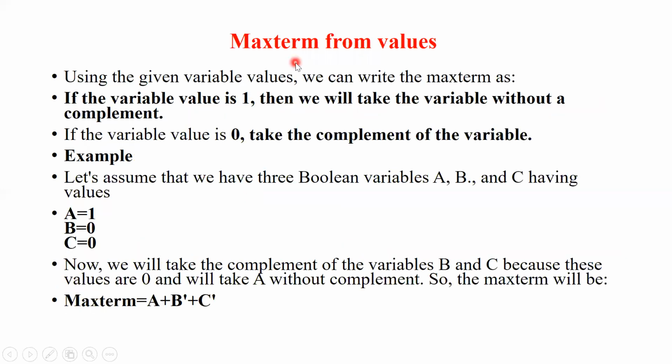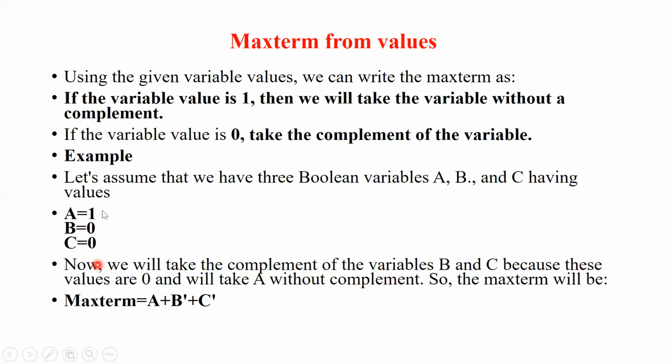Now, similarly, we did min terms from values. Let us find out max term. Again, if the variable is 1, we take the variable value without a complement. Means, if A is 1, I'll take it as A only. If the variable value is 0, we take the complement of the variable. So, same thing as what was there for min term. Only remember there is a sum involved. So, that plus sign should come.